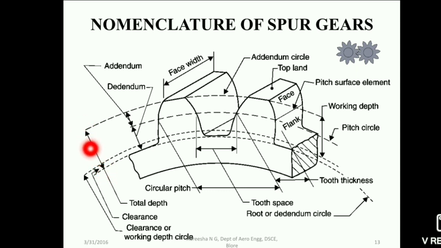So this full distance is called the total depth, and clearance we have already explained. Tooth space, now you have the tooth space. Tooth space is again the distance from this point to the consecutive another point. Likewise you have different terms, then you have the face width. Face width is the width of each tooth.